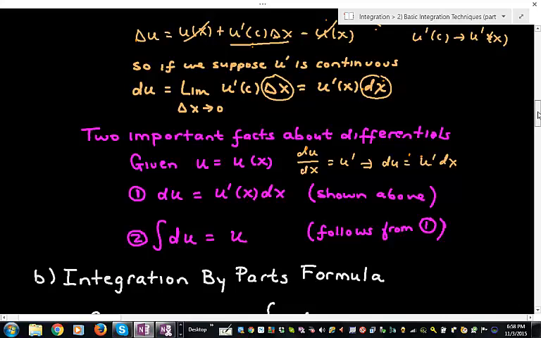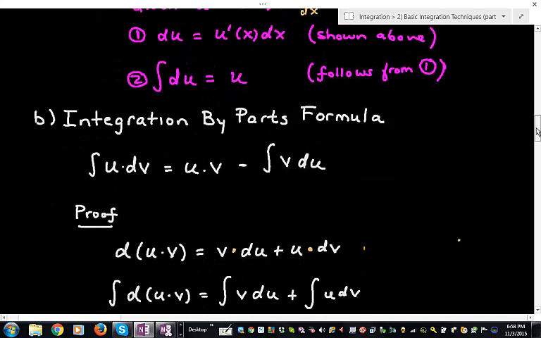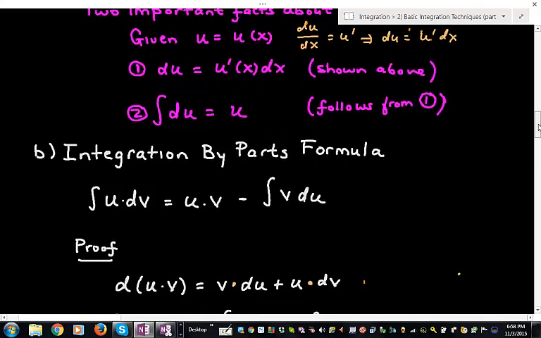Okay, now we're ready to tackle the integration by parts formula. It just says that the integral of u dv can be written as u times v minus the integral of v du, of course assuming that all of these integrals exist. And so we can prove this quite easily, actually. If we start off with the differential of u times v, it's equal to v times du plus u times dv. This follows from the chain rule of derivatives, if you want to do it the cheating way.